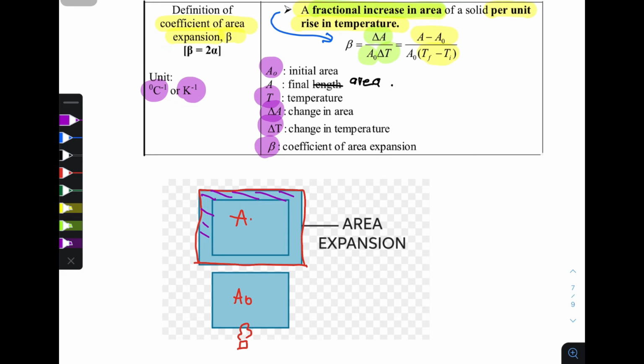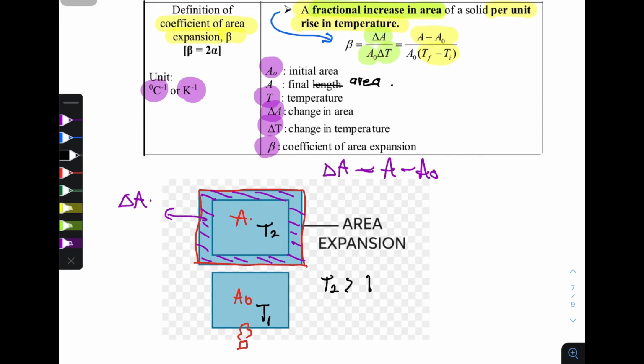Saya lorikkan dekat luar ni ya. Yang purple color ni namanya delta A. So how to get delta A? Delta A is equal to A minus A0. Temperature as usual, during A0 you ada T1, during final kita ada T2. So what will happen? Temperature T2 must be greater than temperature T1.